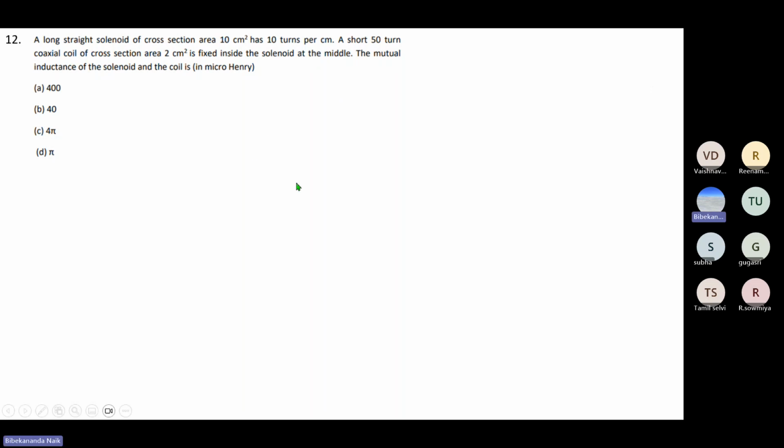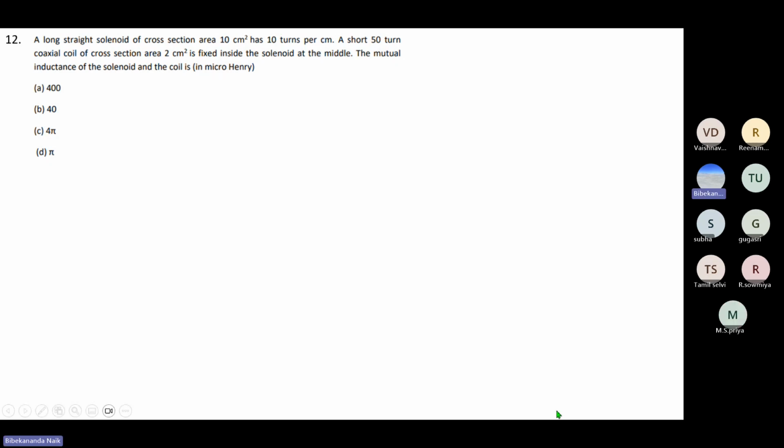I request you to please try this question, and after a few minutes we will discuss. There is a long straight solenoid and the area of cross section is 10 centimeter square and the number of turns is 10 turns per centimeter. A short 50 turn coaxial coil of cross sectional area 2 centimeter square is fixed inside the solenoid at the middle. The mutual inductance of the solenoid and the coil is what? The options are 400, 40, 4 pi or pi, and the answers are in microhenry.